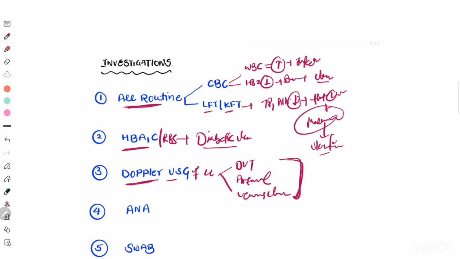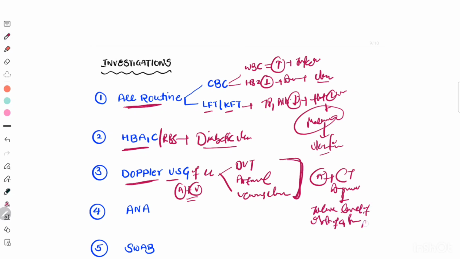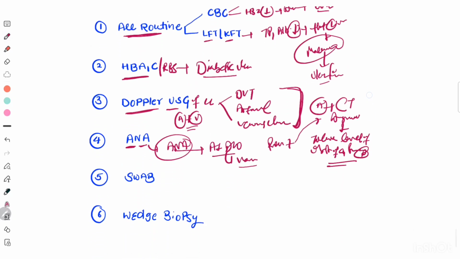So these are the things you can rule out by a Doppler USG, arterial plus venous. For arterial, you can go for CT angiography also to look for the level of obstruction of a particular artery. So with clinical examination of pulses, you can order a CT angiography to look for the specific level of obstruction. ANA, anti-nuclear antibody, you can send this test for any autoimmune disorder like vasculitis, etc. And you can send a swab from the floor of the ulcer.